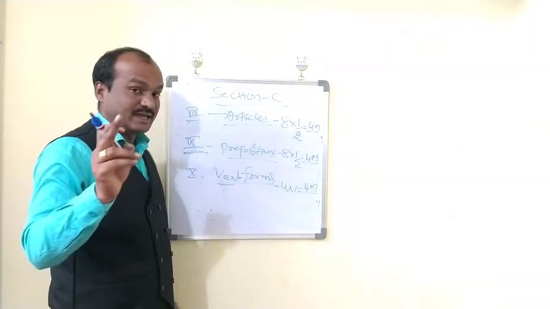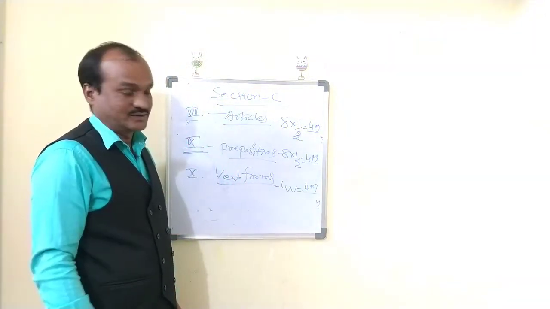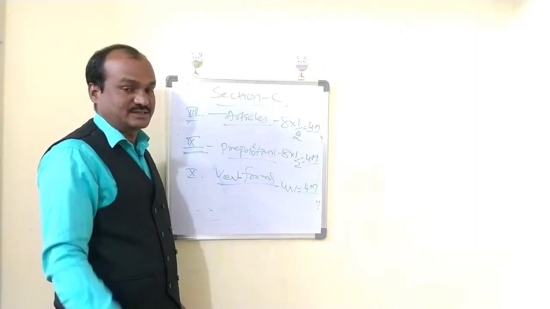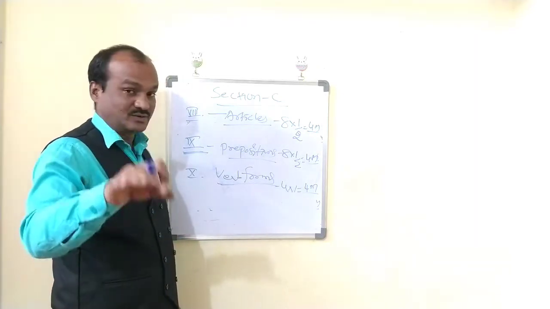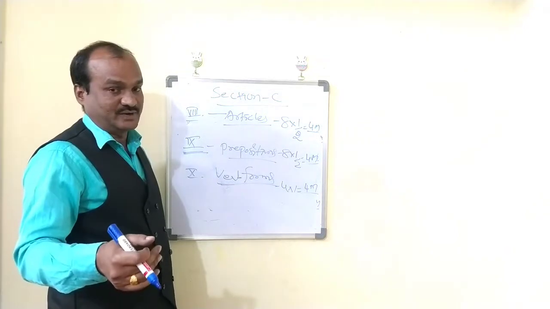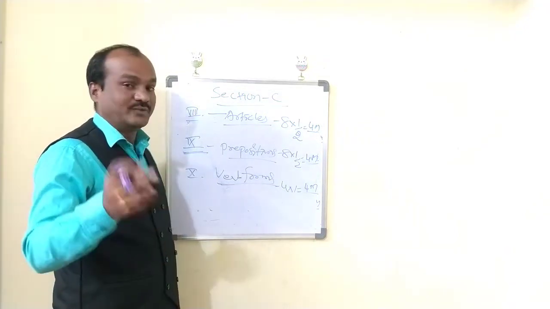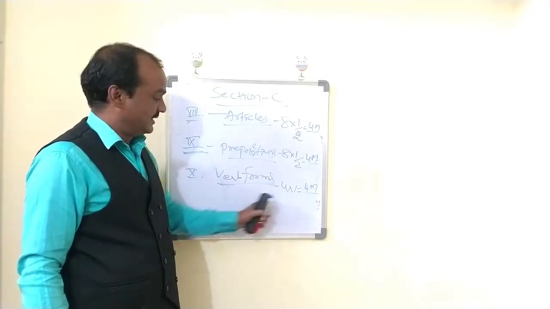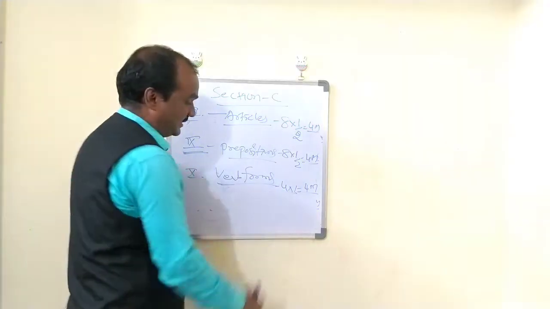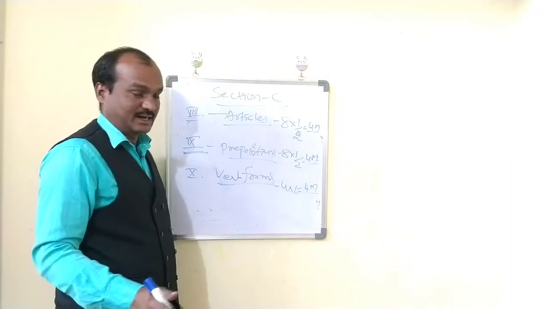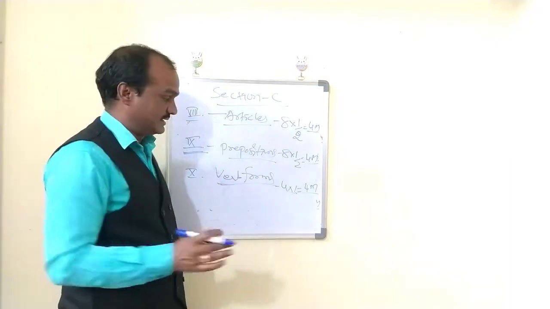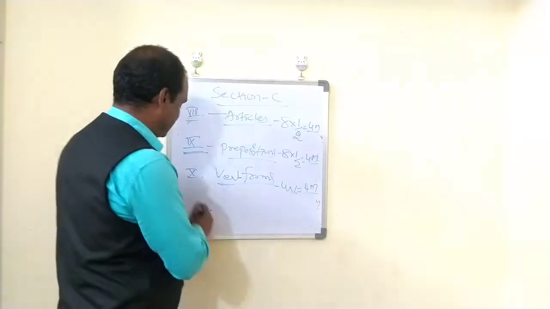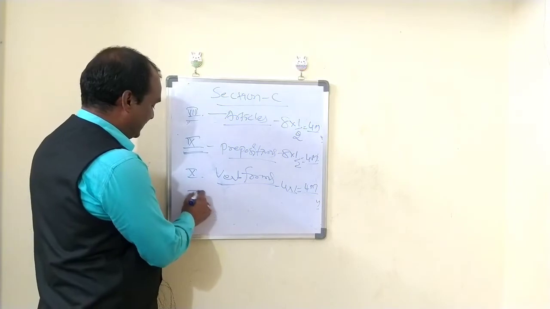Here verb forms carries you 1 mark. How many questions will be asked? 6 questions will be asked, out of which we need to write any 4. Fill in the blanks with suitable forms of verbs given in brackets. Each blank carries you 1 mark, so 4 into 1, there we will get 4 marks, right?